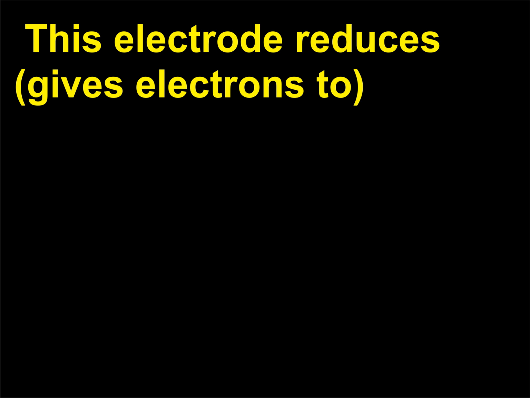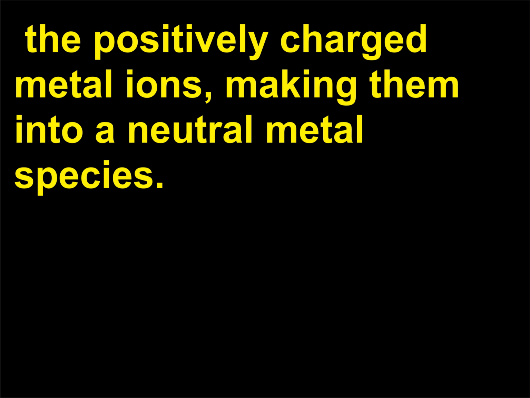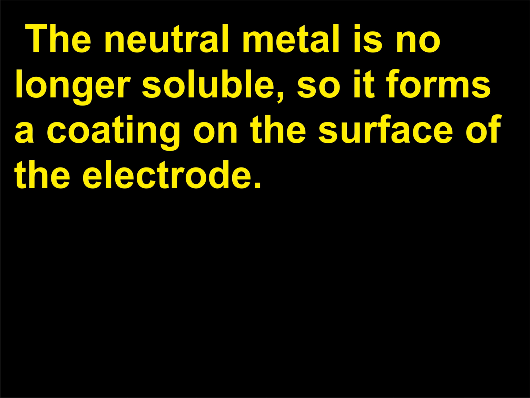This electrode gives electrons to the positively charged metal ions, making them into a neutral metal species. The neutral metal is no longer soluble, so it forms a coating on the surface of the electrode.